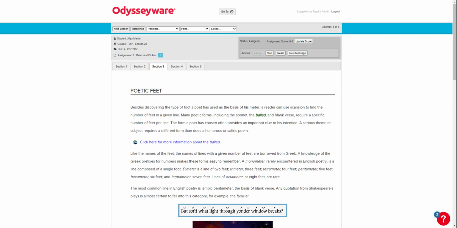But if there's 2 feet per line, that's dimeter. If there's 3 feet, that's trimeter. 4 feet in a line, that's tetrameter. 5 feet in a line, that's pentameter. Though most of the time, or a lot of the time, you'll hear people call that pentameter. So pentameter and pentameter are the same, just different pronunciation. Hexameter is 6 feet. Heptameter means there's 7 feet, and octameter means there's 8 feet in a line. And you don't often come across poetry that has that many feet in a line. It's just a lot to keep that pattern going for that long.